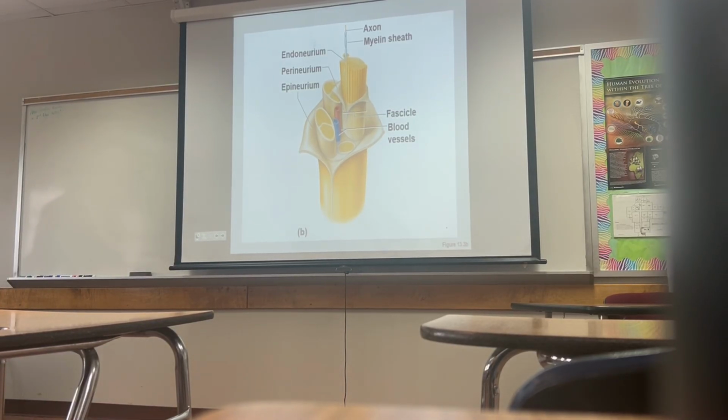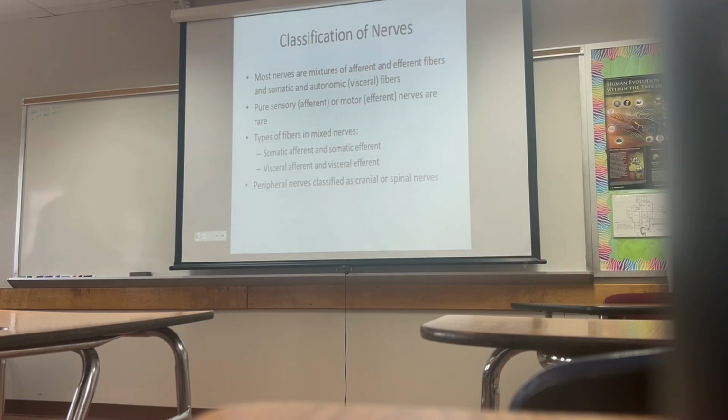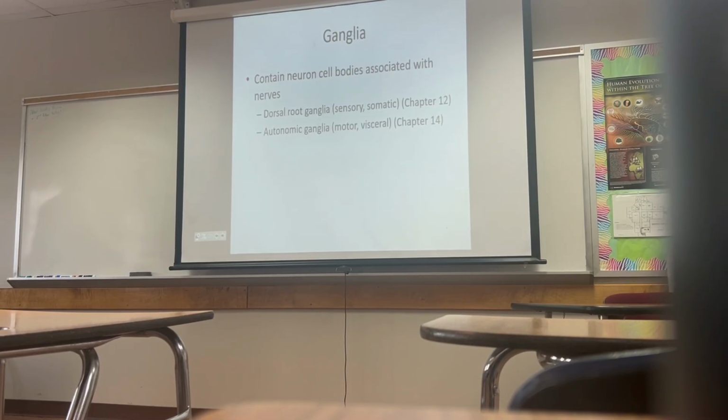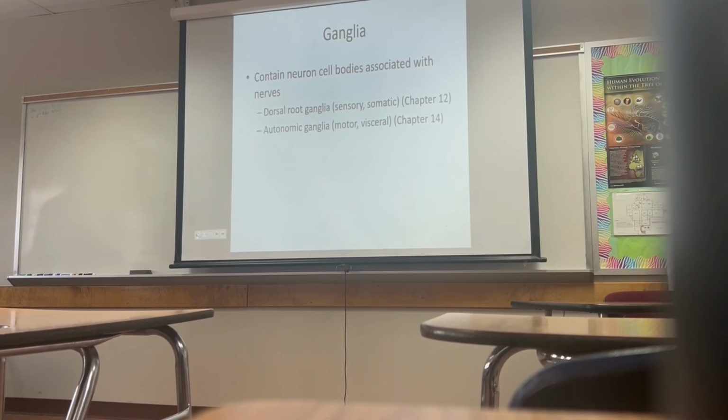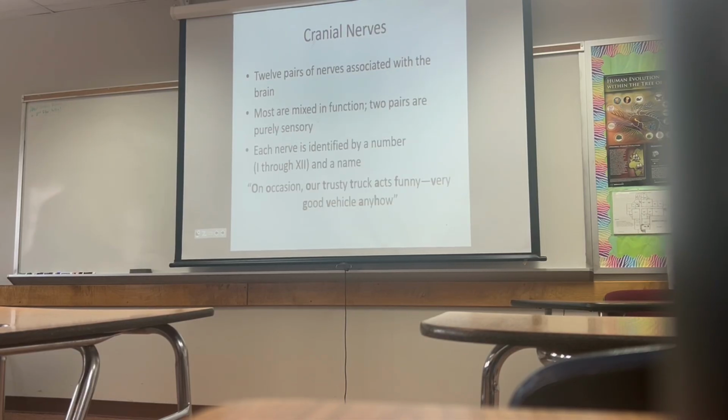That's a good picture. All right. Ganglia. What are ganglia? And what are nuclei? They're the same thing. What's the difference? They're cell bodies. Ganglia is in the peripheral nervous system. Where's nuclei? Central nervous system. I keep asking you guys that question.